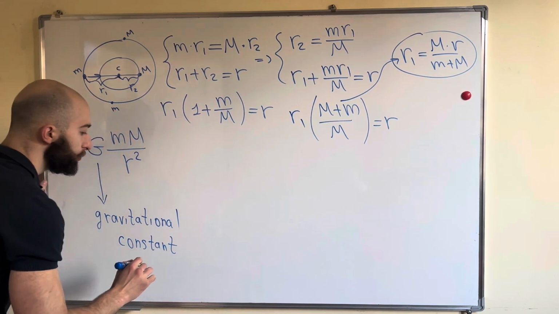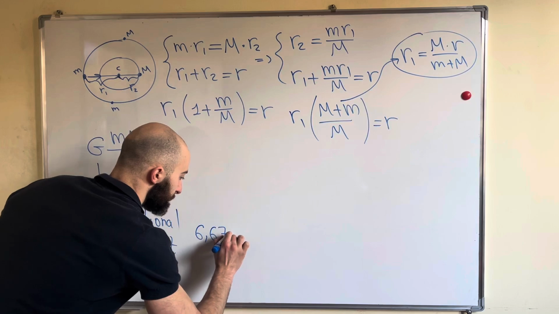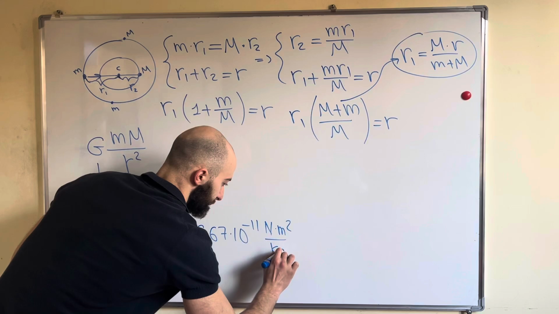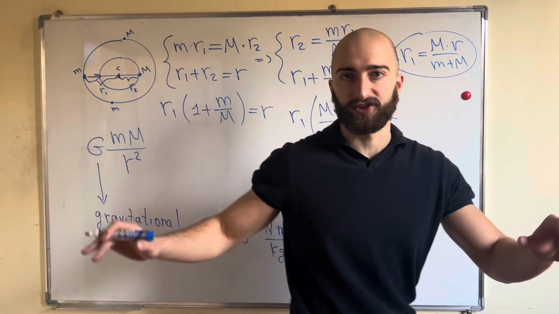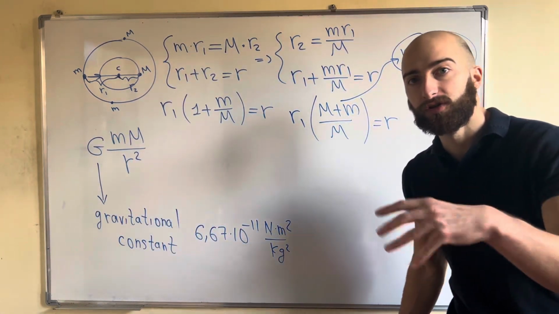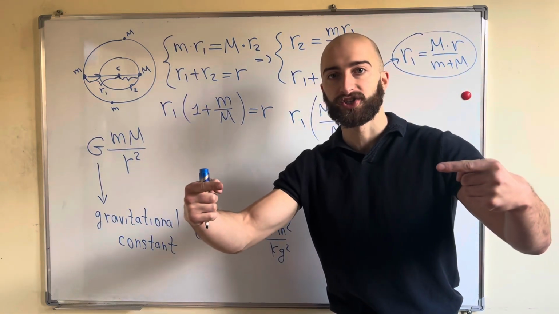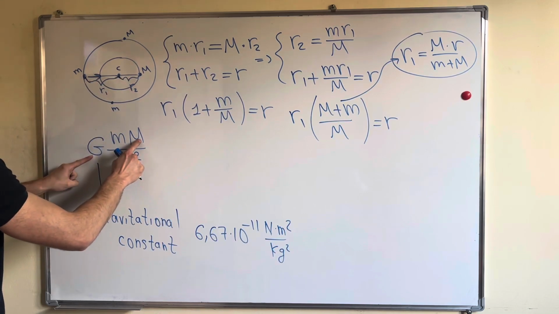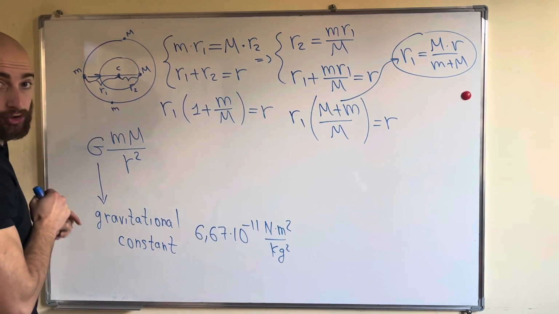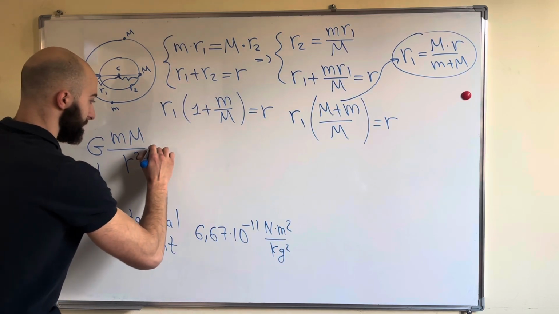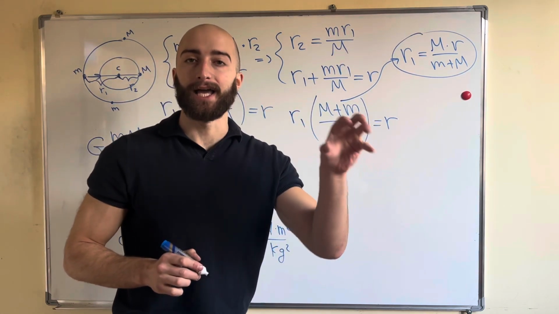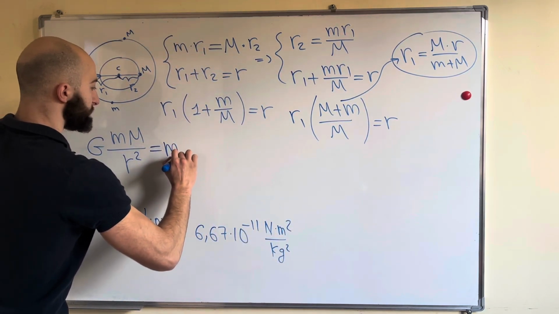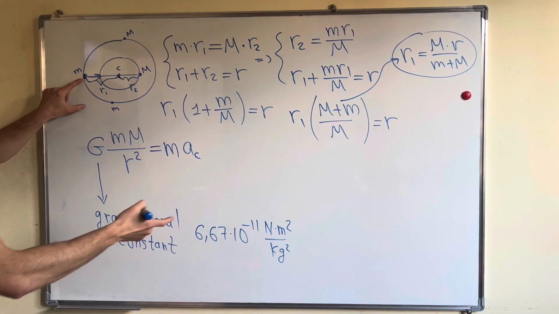It's a constant in the whole universe, and it is 6.67 times 10 to the minus 11 newtons meter squared over kilogram squared. The universal gravitational law tells us that the force between the stars will be the gravitational constant times the masses, G m M, divided by the total distance squared, R squared. And it should be mass times acceleration. So let's write on this one: it will be mass times centripetal acceleration, because it is moving on a circle.